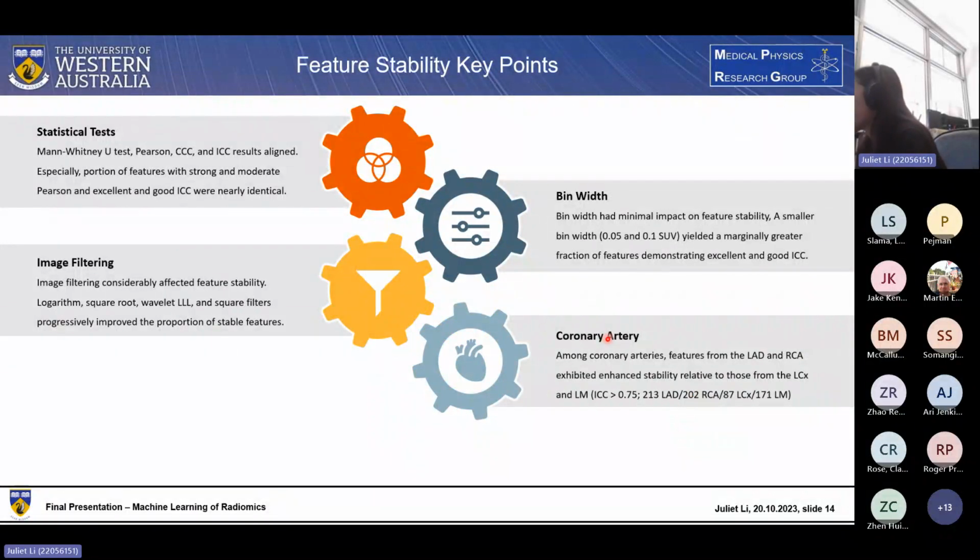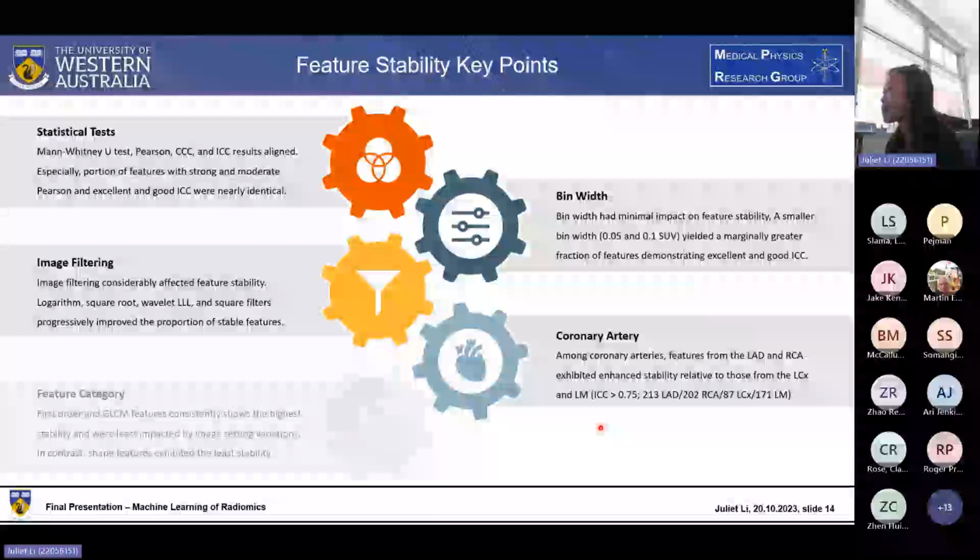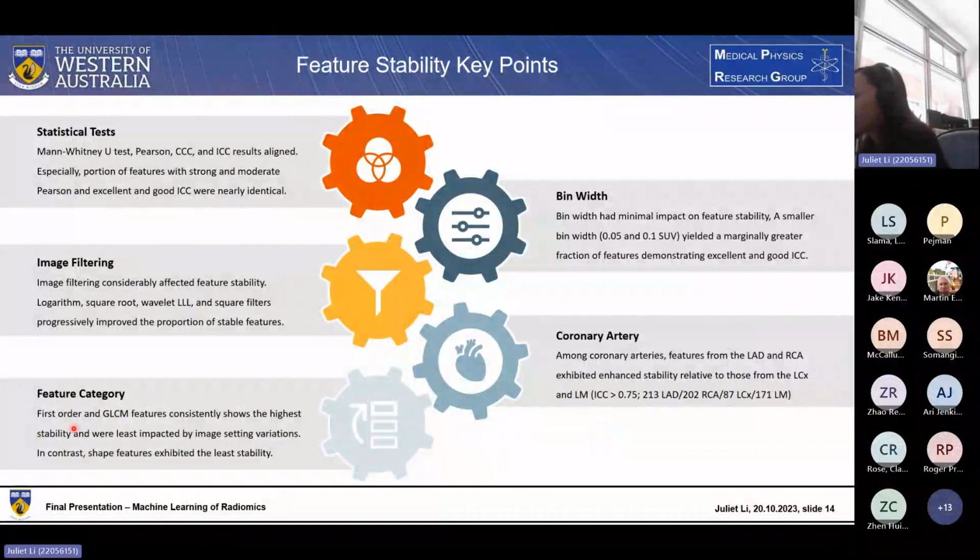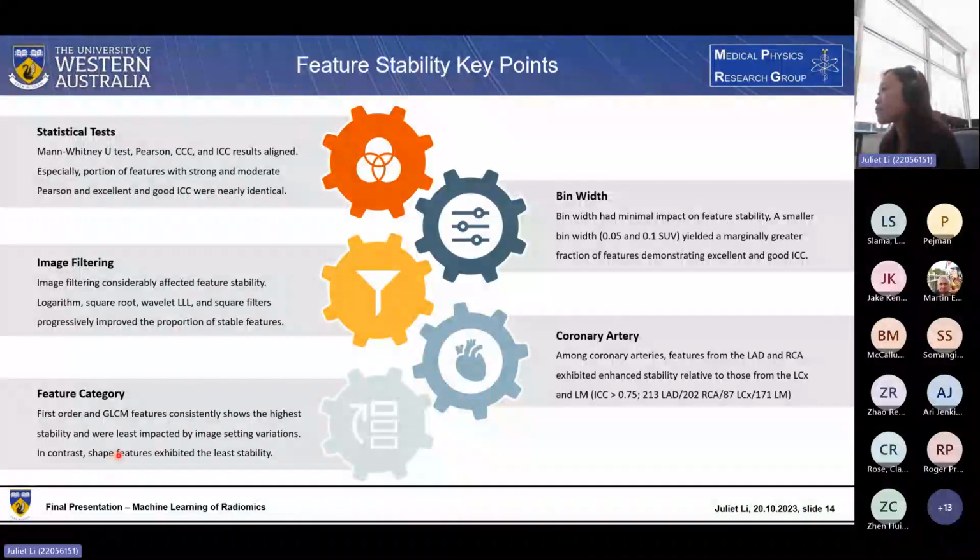For the coronary arteries, we do find that 2 of the coronary arteries have a lot more stable features than the other 2. So left anterior descending and right coronary arteries have a lot more stable features than circumflex and left main artery. And the first order and GLCM features have shown highest stability across different feature categories, and they were also the least impacted by image filtering settings. On the contrary, shape features showed the least stability.